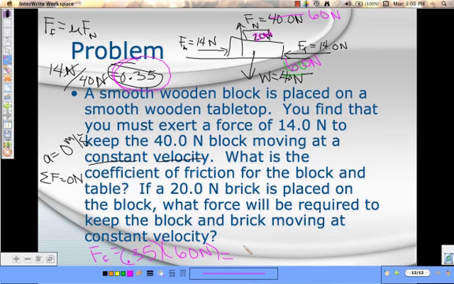Now, if it said that the brick was under the block and the block sat on top of the brick, we couldn't use that same coefficient. But since that block and the table are still in contact, we can use it. So what is the answer? 21. Okay, so that's 21 newtons, and that is the amount of friction. So if we want to move it at a constant velocity, we're going to want to apply 21 newtons of force also.